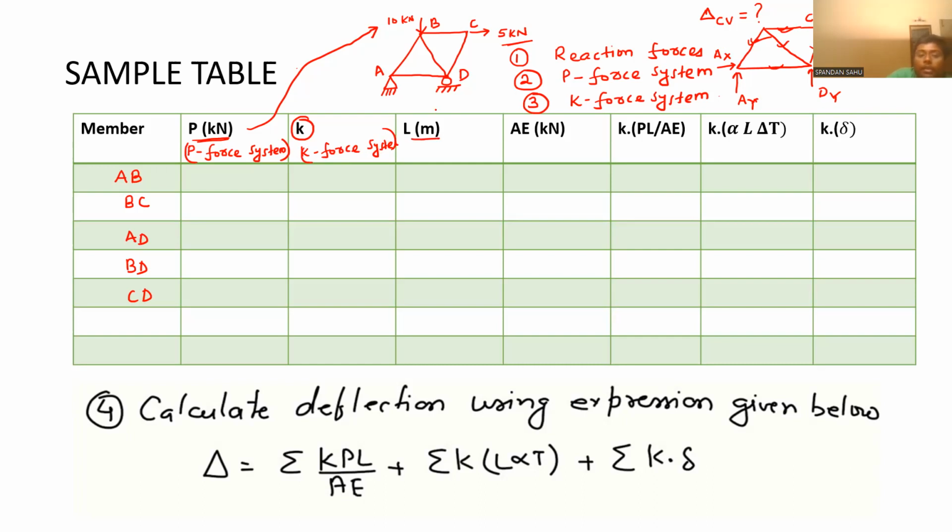Now, L represents the length of all those members. That is, suppose this is 2 meter, 3 meter, 4 meter. Let this also be 2 meter, 2 meter. So AB will be 2 meter, BC will be 3 meter, AD will be 2 meter, BD will be 2 meter, and CD will be 4 meter. And AE represents axial rigidity.